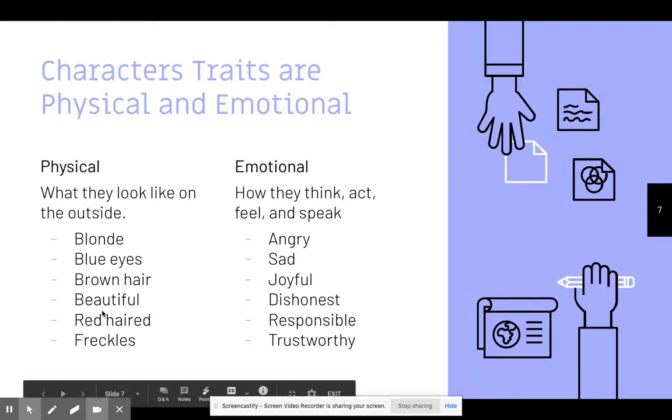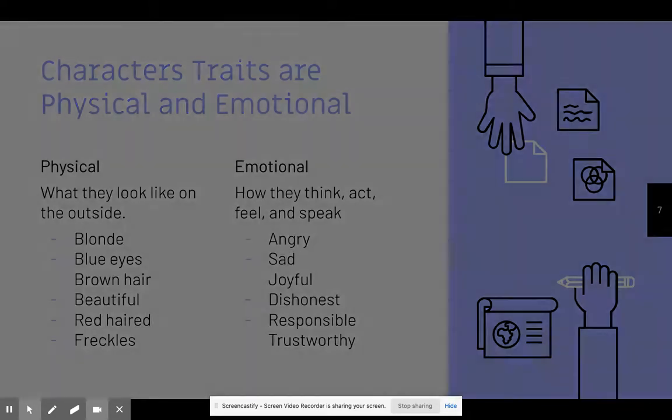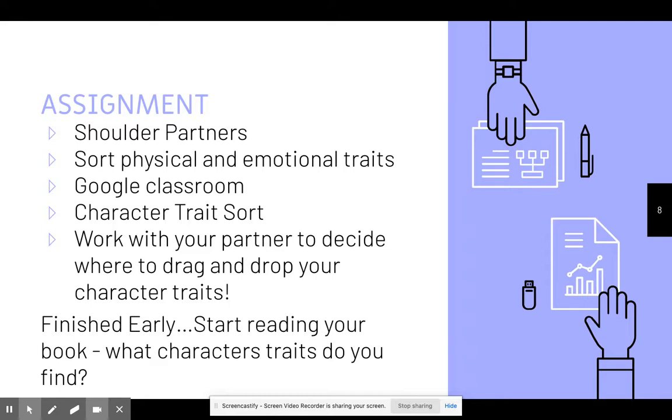And then these words right here are things that we can see with our eyes. Okay, so physical, we can see with our eyes. Emotion is on the inside. We have to make guesses. Okay, so what you are going to do for me today is you are going to do a physical and emotional sort on Google Classroom. Okay, it's called Character Trait Sort.